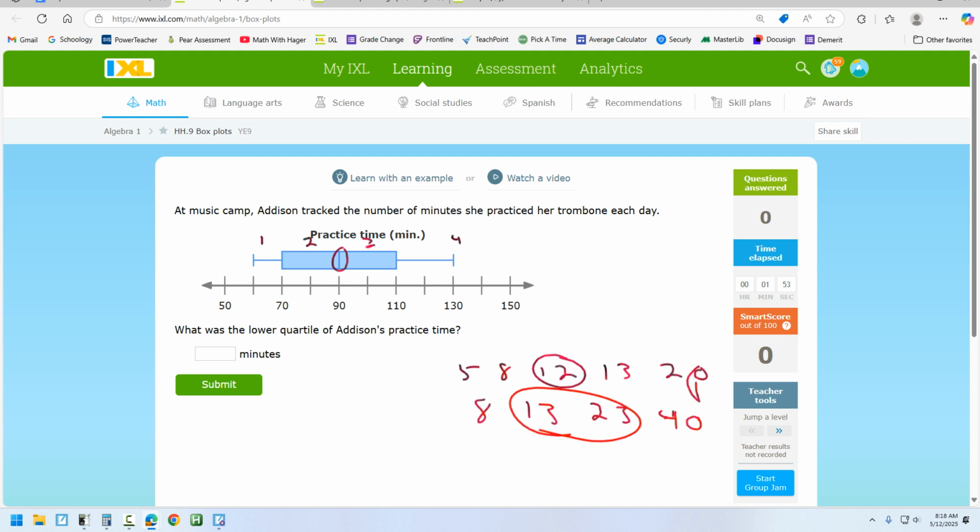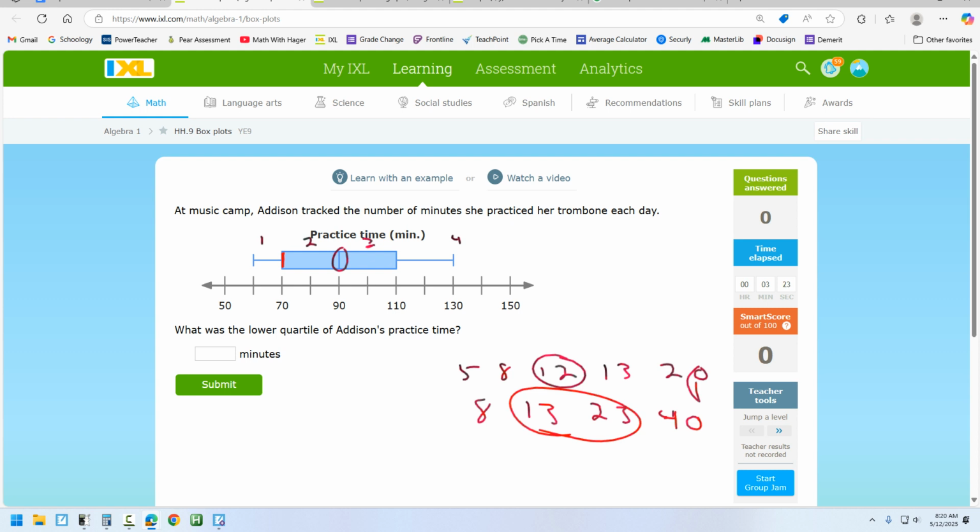Okay, so let's see if we can look at this one. Okay, so they want to know the lower quartile. All you have to know for that is that the lower quartile is the left edge of your box. What number does it look like the left edge is at? 70, yep. That would be the lower quartile of the amount of time this person practiced their trombone each day, 70 minutes.